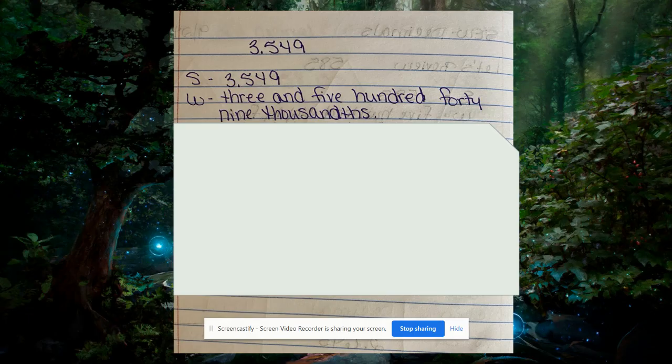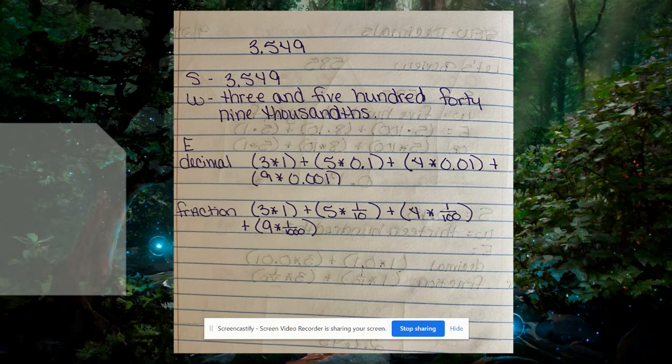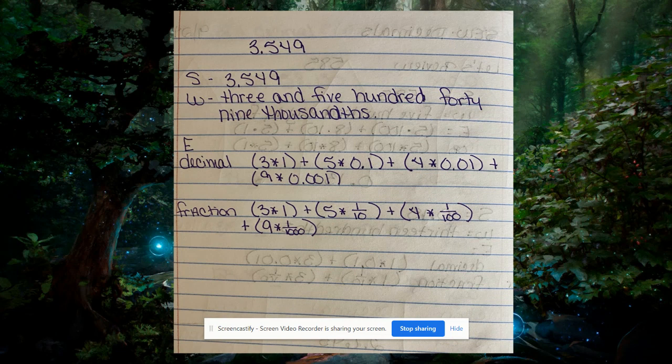All right, and the last one, expanded form, decimal style. We have a 3 in the ones place, so 3 times 1. We have a 5 in the tenths place, so 5 times 1/10. 4 in the hundredth spot, so 4 times 1/100th. 9 in the thousandth spot, so 9 times 1/1,000th.